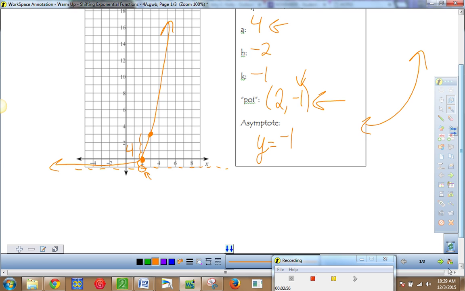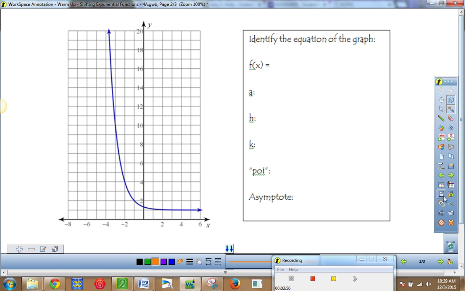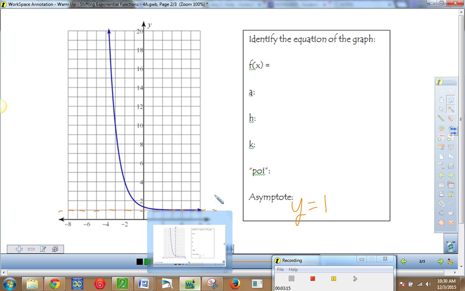Alright, let's check out the next guy. If I give you the graph, what's the easiest thing to tell me first? Definitely the asymptote, right? The asymptote in this guy is Y equals what? 1, because we're going to cross the Y-axis at 1. The next thing you want to do is, from this line, go up 1. And where do you hit your curve? Negative 1, 2.